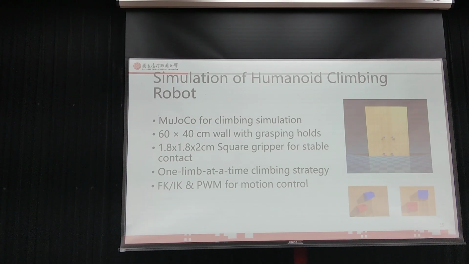This is the simulation setup. We use Ninja Code as a simulation body. As you can see in the picture, it has a wall and 8 holes. The red holes are the standby holes for the robot to catch.